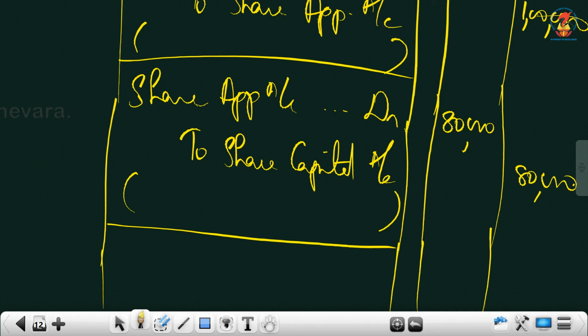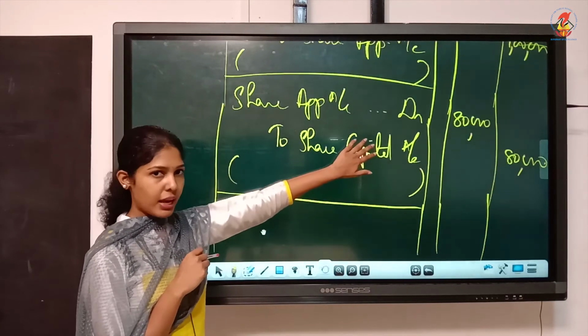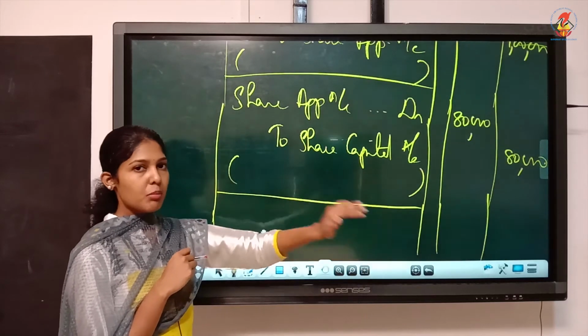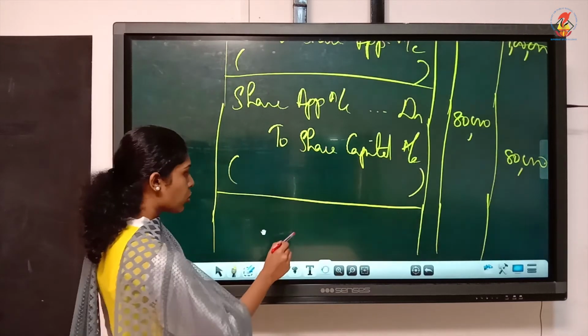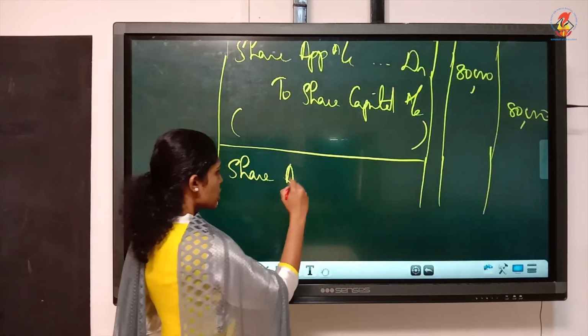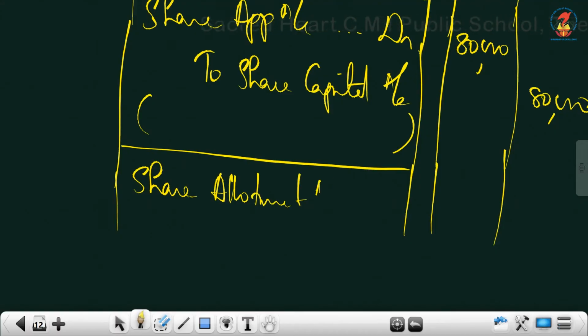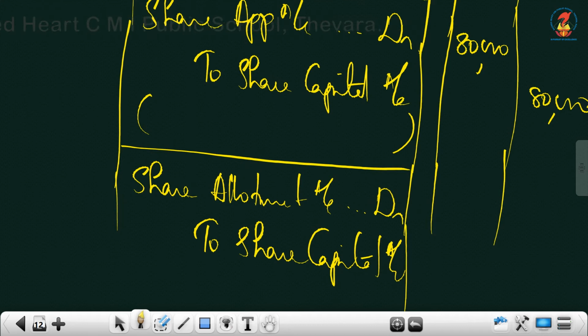Okay, so 2 entries are over. Next, if it was a rejection, you must write the refund entry as third entry. But here is pro rata. Don't write pro rata entry now. You write the allotment due entry, that is share allotment account debtor to share capital account. You have to see always whether there is premium.